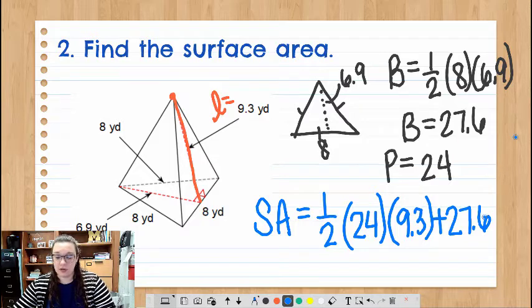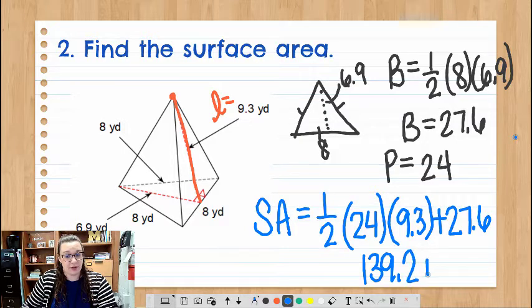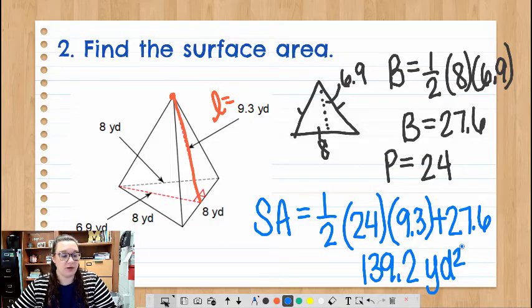All that, like I said, goes right in our calculator. I got 139.6. No, I'm sorry, 139.2. And we're talking area, so yards squared. Yards squared. There we go. Number 3, let's check it out.